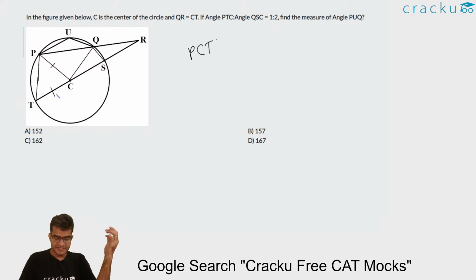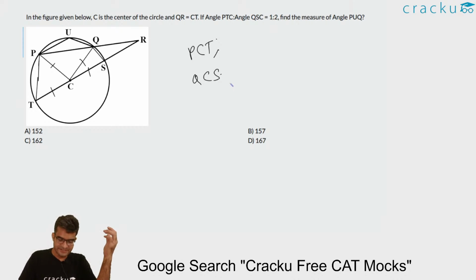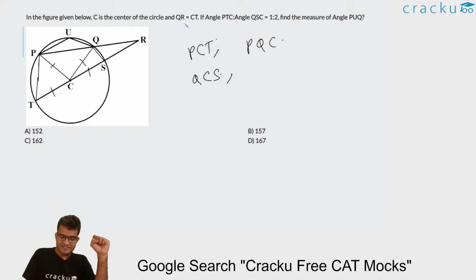Both of them are the radius. Similarly, QCS is an isosceles triangle because we have two sides which are the radius. Similarly, PQC is an isosceles triangle because again we have two radii, and we are given the information that QR is equal to CT. So QCR is an isosceles triangle.